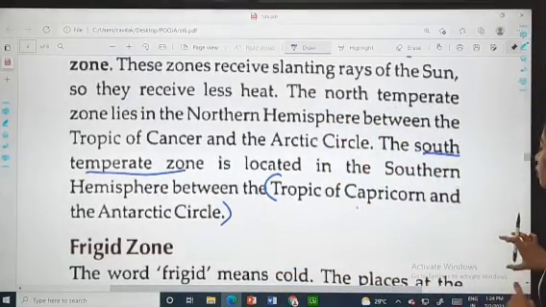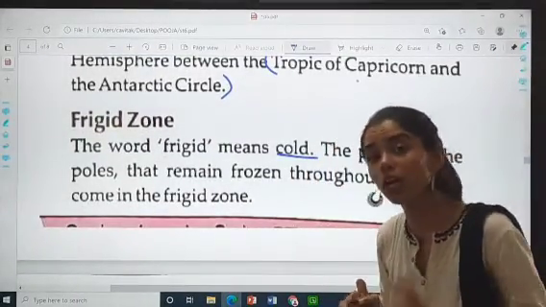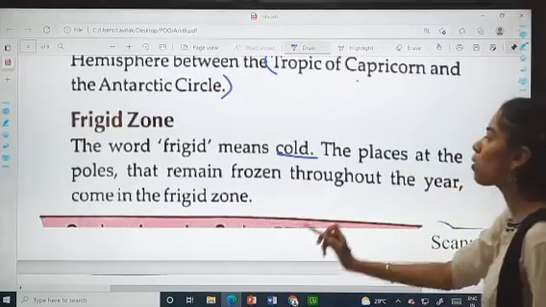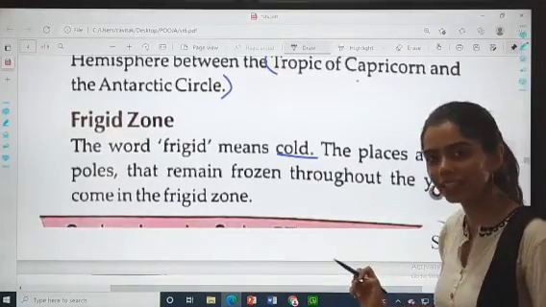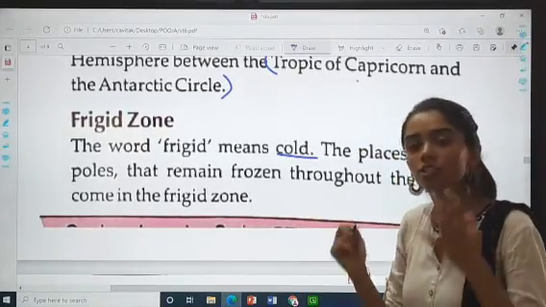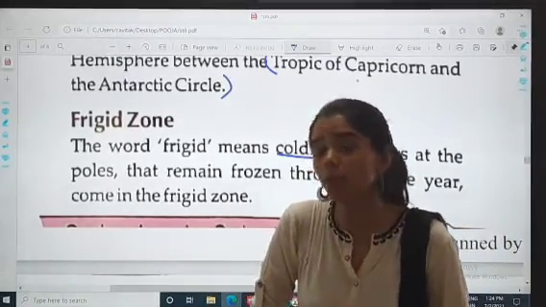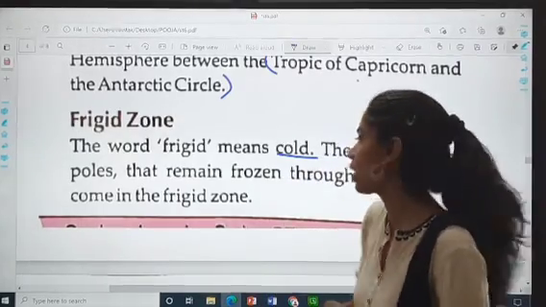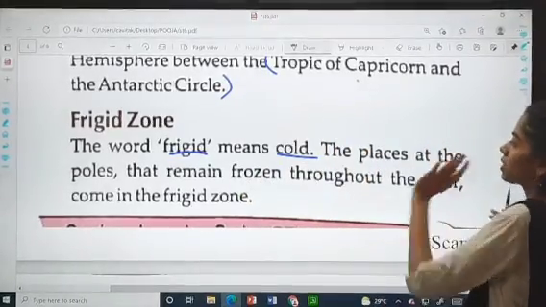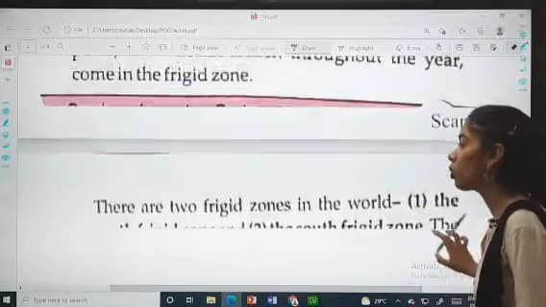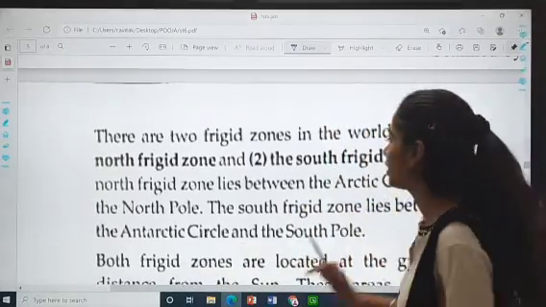Now the last, the frigid zone. The word frigid means cold. What does frigid mean? Cold. The places at the poles that remain frozen throughout the year come in the frigid zone. So those places which come in the frigid zone are frozen. They receive extremely cold weather. Why? Because the word frigid means cold and the places over here remain frozen. So they are totally covered with snow throughout the year. That is why they are cold regions.